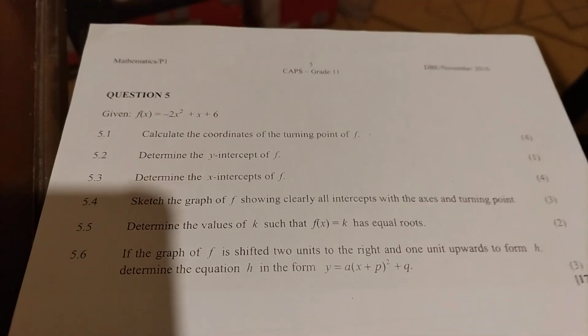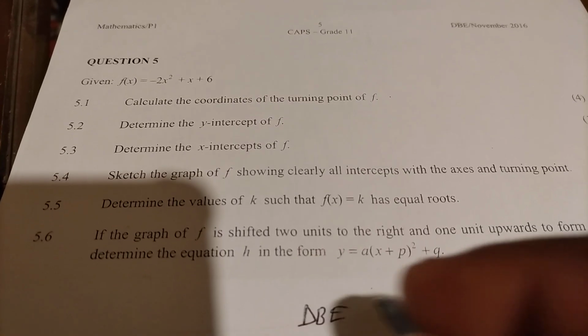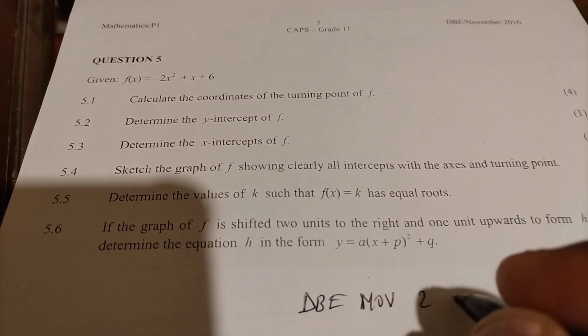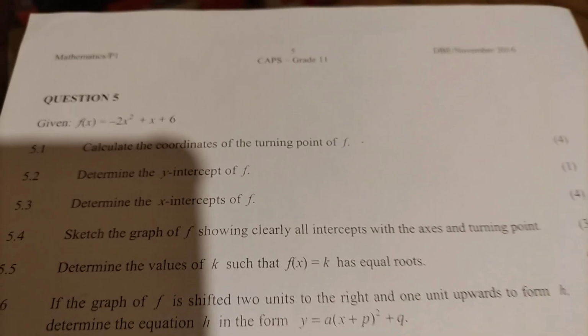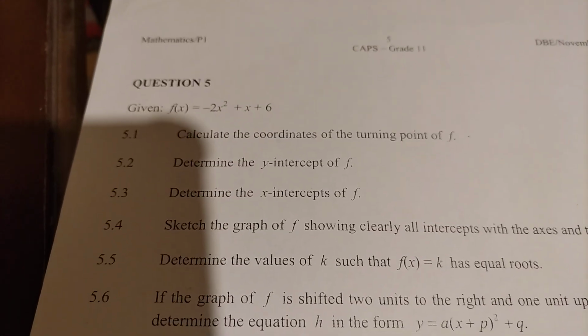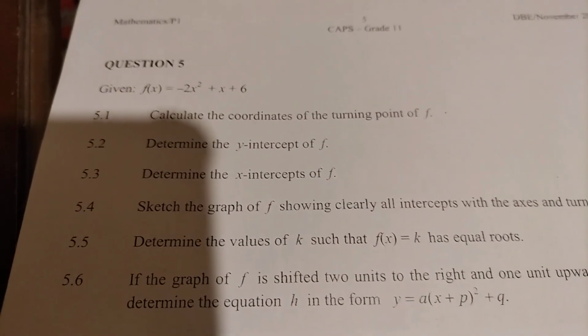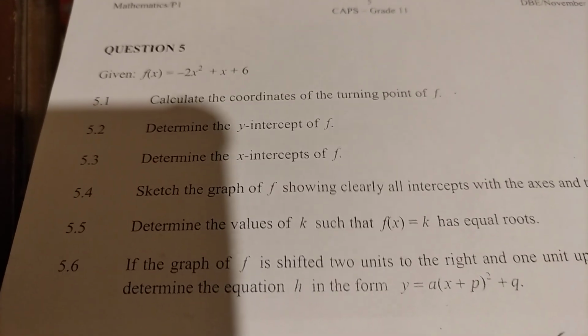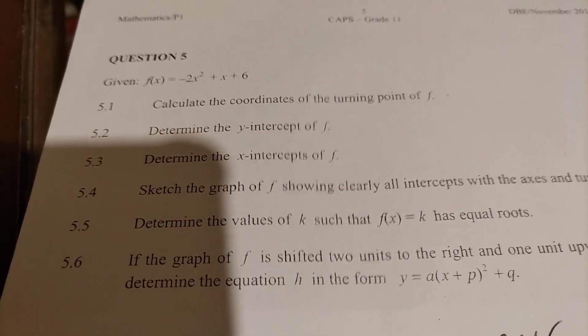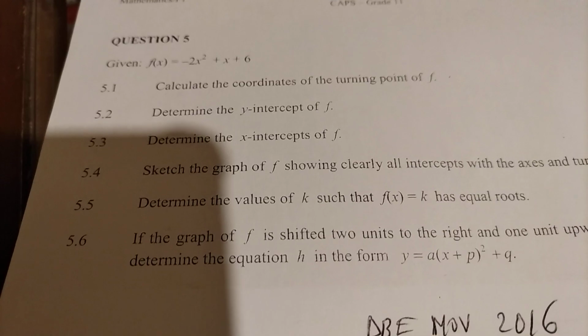Okay, grade 11s, I want us to look at a parabolic function. This is actually DBE November 2016. Let me just take the question clear. So small letter, the question is based on f(x) = -2x² + x + 6.